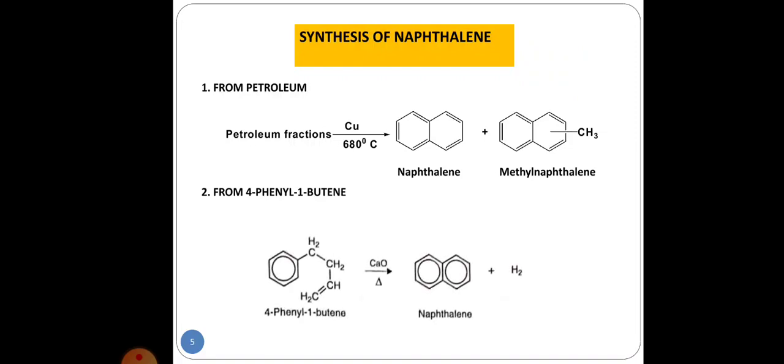Second method is from 4-phenyl 1-butene. In this case, when 4-phenyl 1-butene is passed over red hot calcium oxide, naphthalene is obtained.